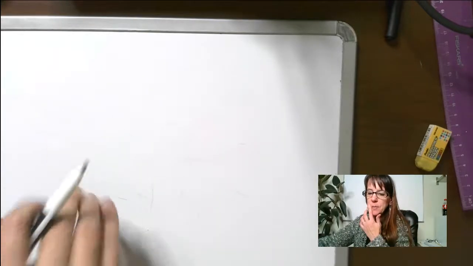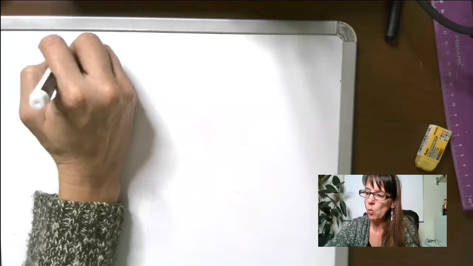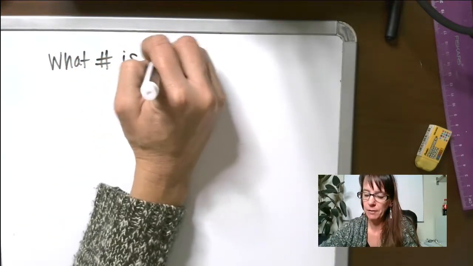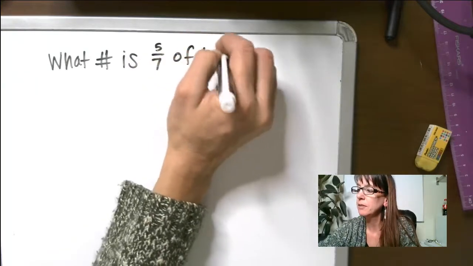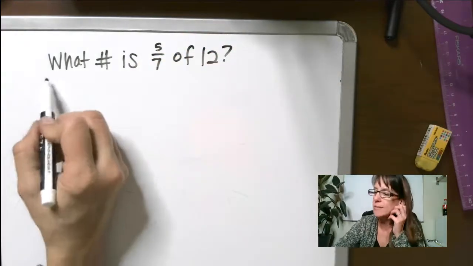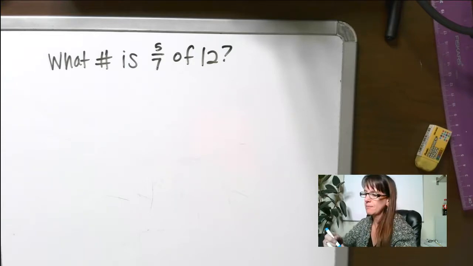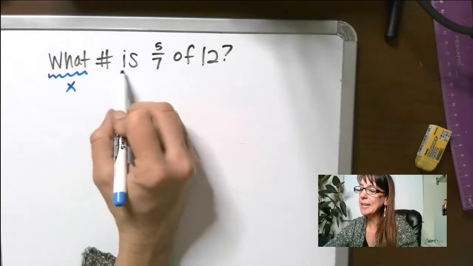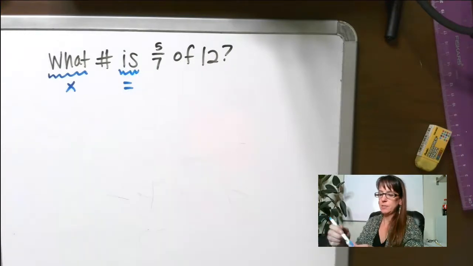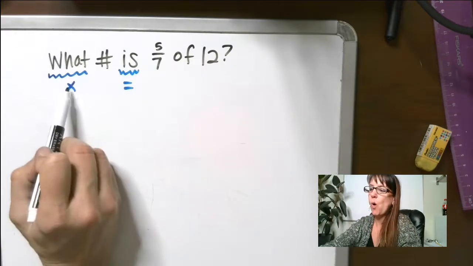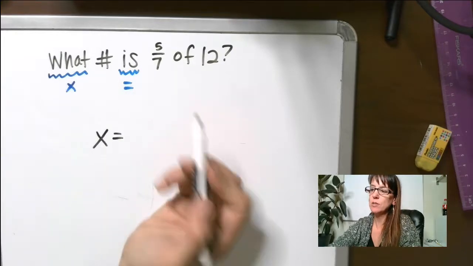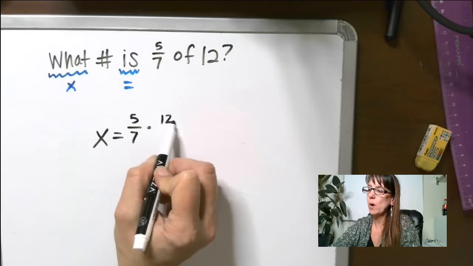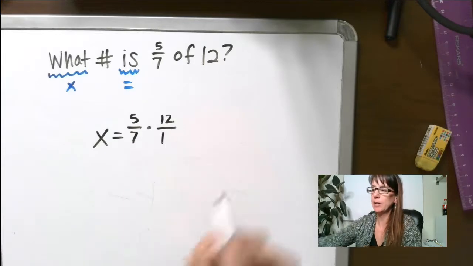So for example number 2, it says what number is 5/7 of 12? 5/7 of 12. So guys, the word what, let me get another pen. The word what means x, okay? The word is means equals. So what is x equals 5/7 of 12? And remember, I can turn anything into a fraction by putting it over 1.